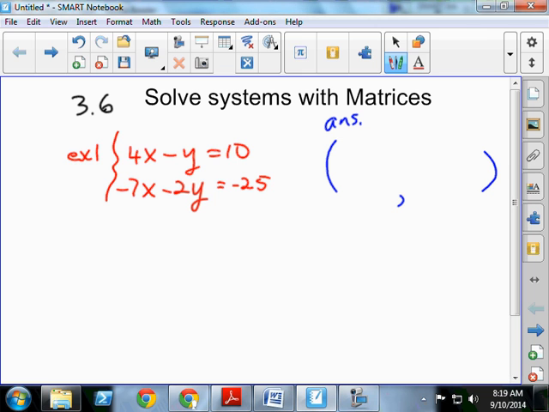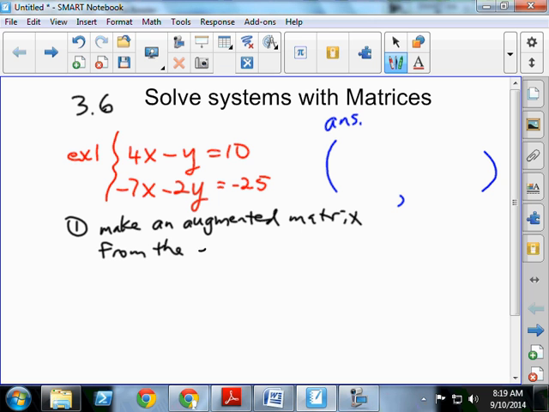So check this out. I'm just going to cut straight to the chase. Step 1, make an augmented matrix from equations. What do you mean from the equations? Well, we're going to use the equations, and in this matrix, I said a matrix is a rectangular array of things. And we are just going to use numbers in this matrix. In fact, what numbers we're going to use, we're just going to use the coefficients.